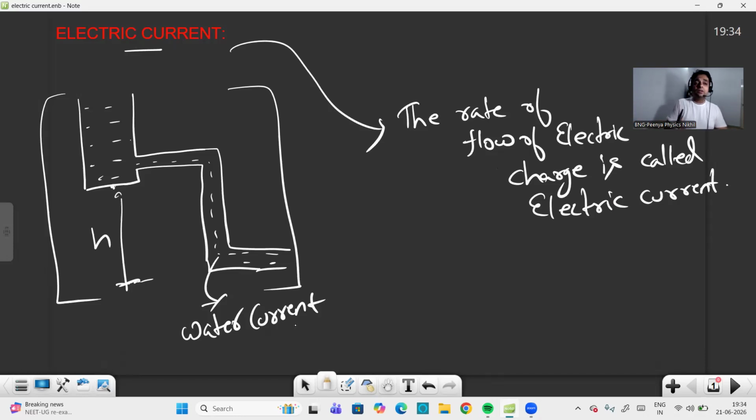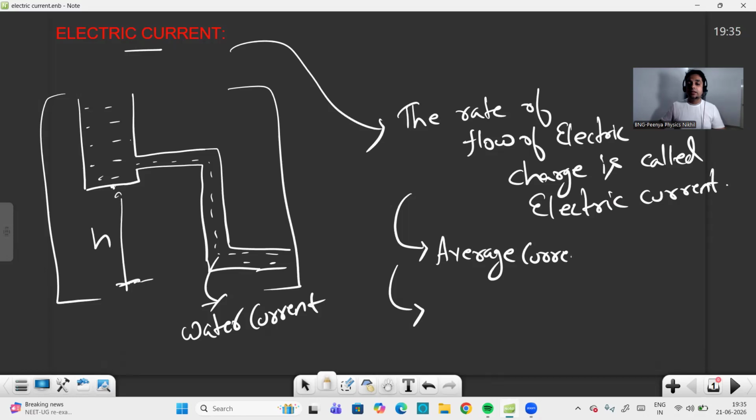For now, we are just focusing on the definition of electric current. The definition of electric current is: the rate of flow of electric charge is called electric current. It is the same as the rate of flow of water inside a pipe being called water current. In the same way, the rate of flow of electric charge inside a conductor is called electric current. Here we divide electric current into two types. One is the average current, and another is the instantaneous current.